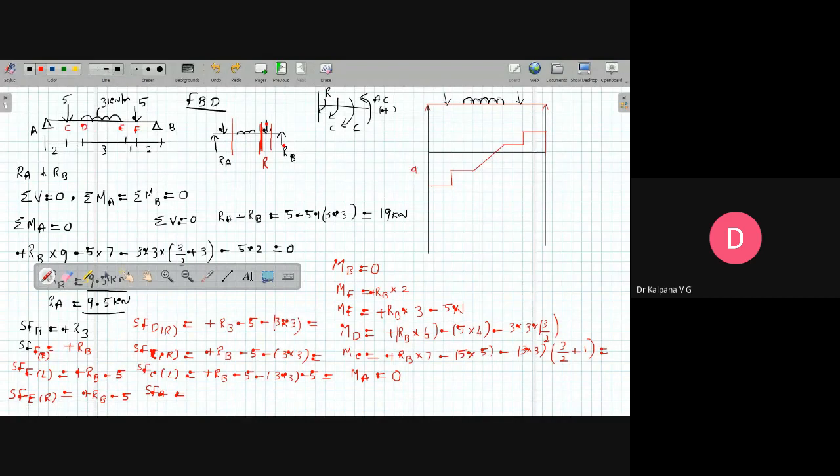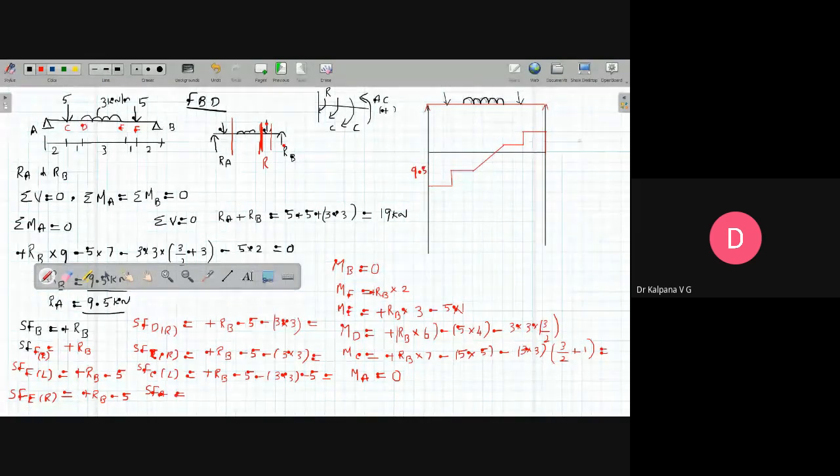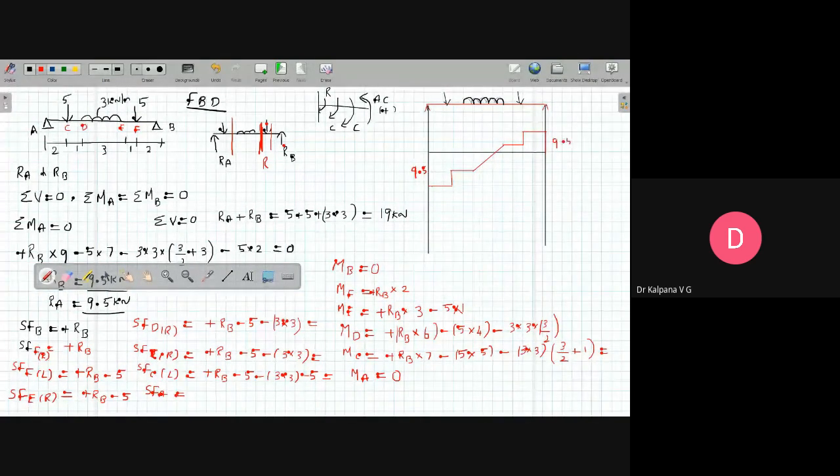I don't know how many participants are live in this session. 9.5, 5 minus, this is 4.5. Yes, this is the shear force diagram. So it's a symmetrical one. Since the loading is symmetrical, the diagram should also be symmetrical. And the bending moment diagram.